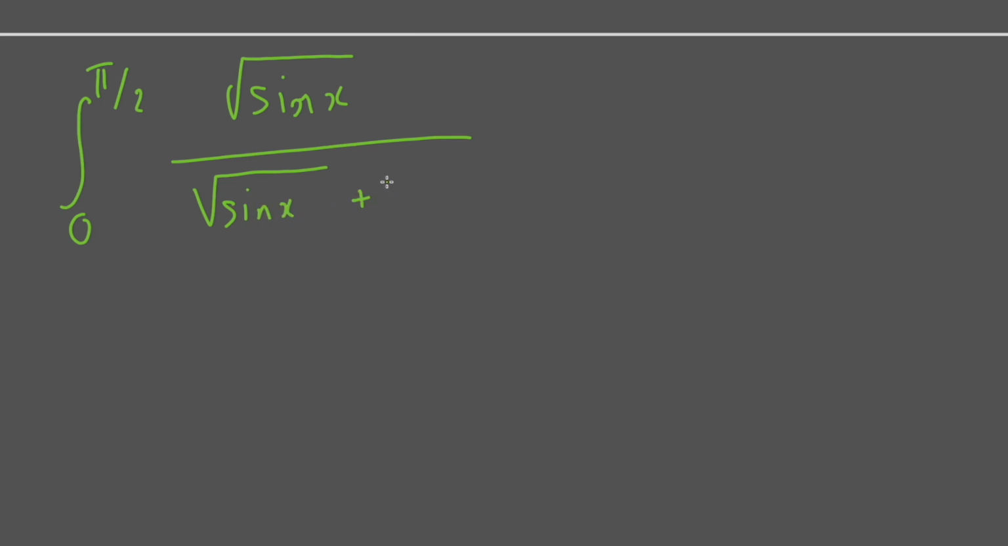We have the integral from 0 to pi over 2 of square root of sine x over square root of sine x plus square root of cosine x dx. So to solve this kind of integral, we have to think about the method to solve this form.